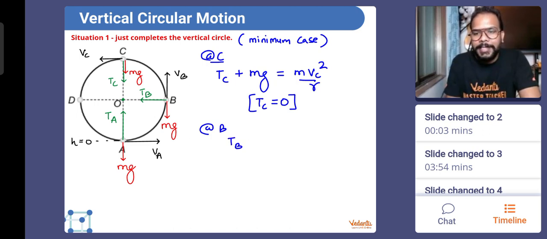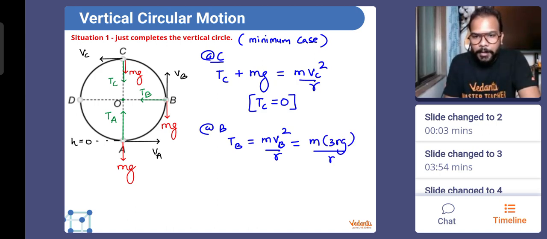Okay, at B, TB is the only force acting towards the center. Do you guys see that? At B, TB is the only force acting along the radial direction, so that is why it is mvb square by r. And what was the expression of VB? The minimum value of VB was root 3 rg at D, perfect. So root 3 rg squared divided by r, r and r cancel, and we get 3 times mg. We get it everyone? 3 mg is the value. m into 3 rg by r comes out to be 3 mg. This is the tension at B.